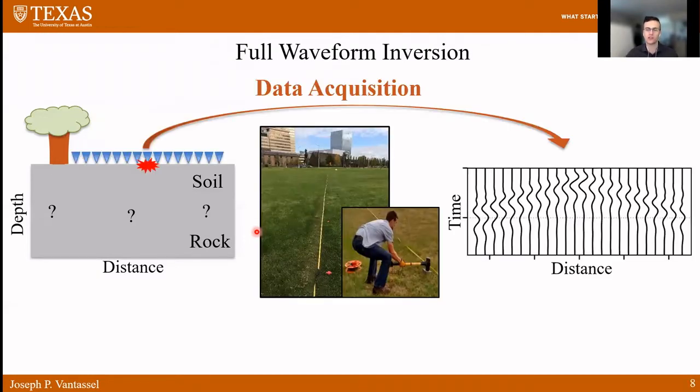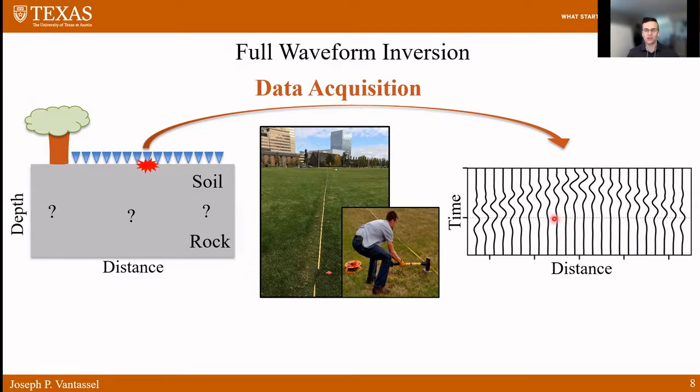The acquisition phase looks something like this, where we'll place sensors at the ground surface, shown with these inverted blue triangles. Then we'll hit the ground with some sort of source to generate seismic waves and propagate them across our site, shown here in red. In reality, we'll have some linear array and place geophones at the ground surface, then hit the ground with a sledgehammer to propagate those stress waves through the subsurface, with the goal of measuring the time domain propagation of those waves across our site. That's what's represented here on the right.